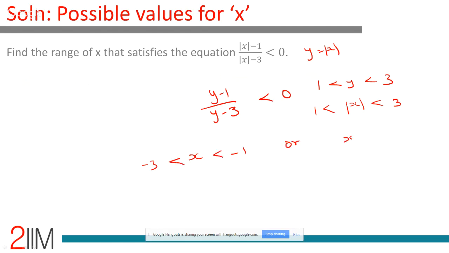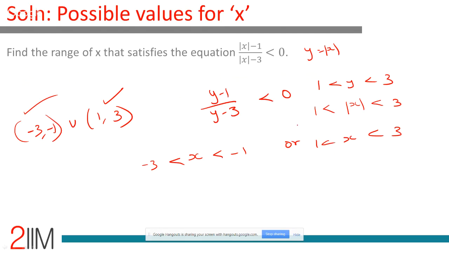Or x lies between 1 and 3. Either the range minus 3 to minus 1 or the range 1 to 3, both will work. We don't know how to do mod x minus 1 by mod x minus 3. We know how to do x minus 1 by x minus 3. So eliminate the mod.